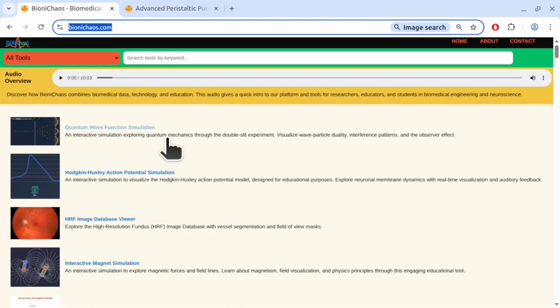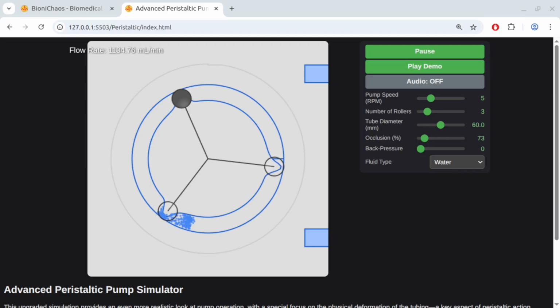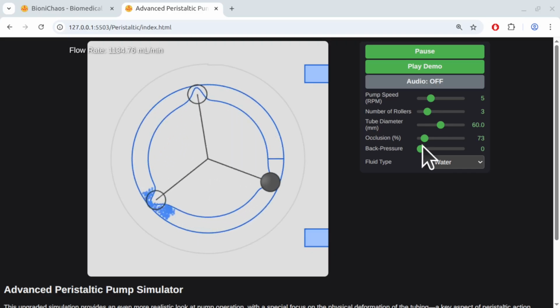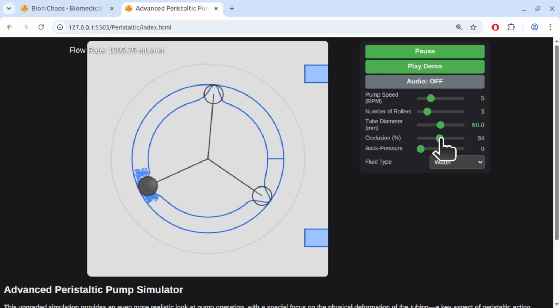Yes, it makes sense to adjust the occlusion range to a maximum of 75% and a minimum of 25%. This would better simulate realistic scenarios where the tube isn't fully closed, 100% occlusion, or left too open, below 25%.